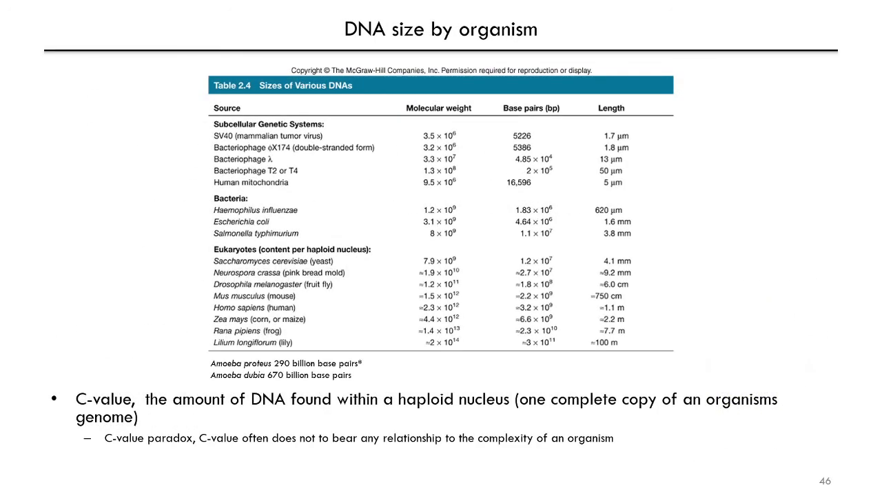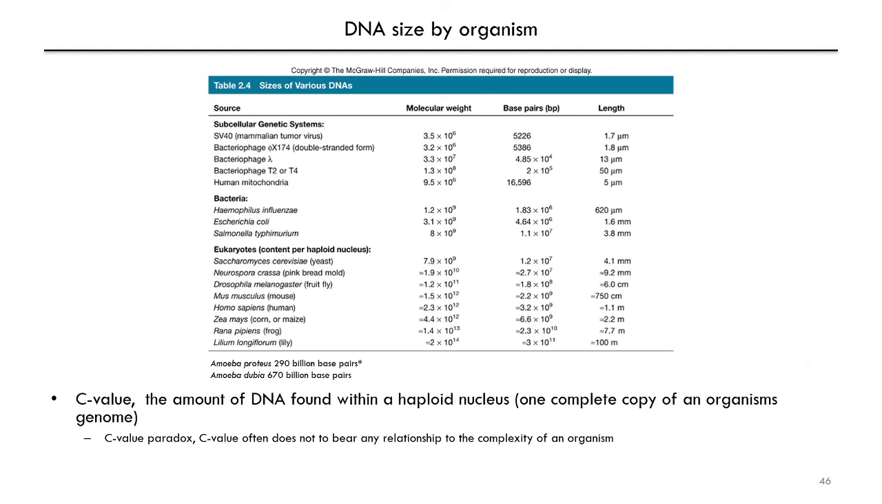The size of DNA in the genomes of different organisms varies widely. The C value is the amount of DNA found within a haploid nucleus, or one complete copy of an organism's genome. You might imagine that more complex organisms have more DNA in their genomes, or a higher C value, but this is often not the case. What's known as the C value paradox describes the observation that the size of an organism's genome often bears no relationship to the complexity of the organism.